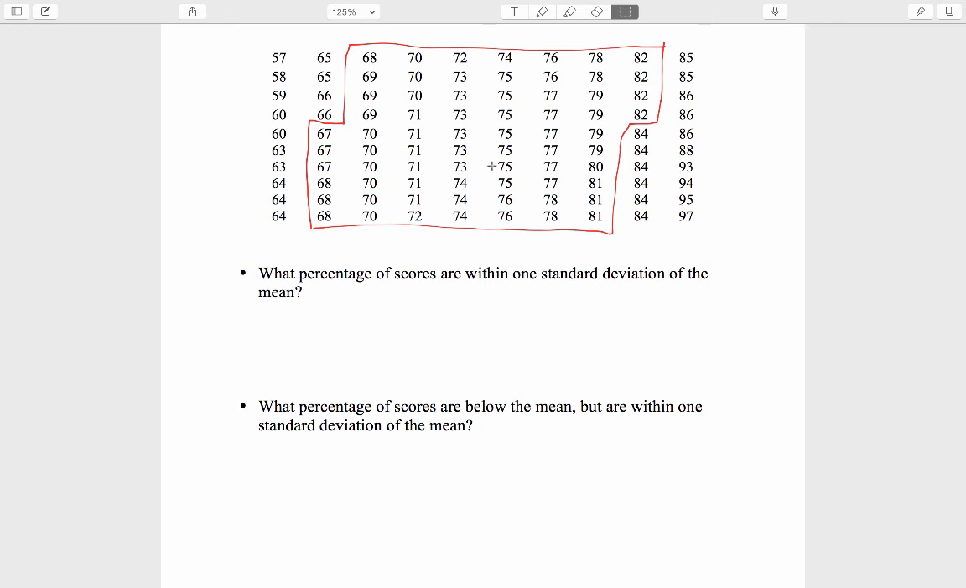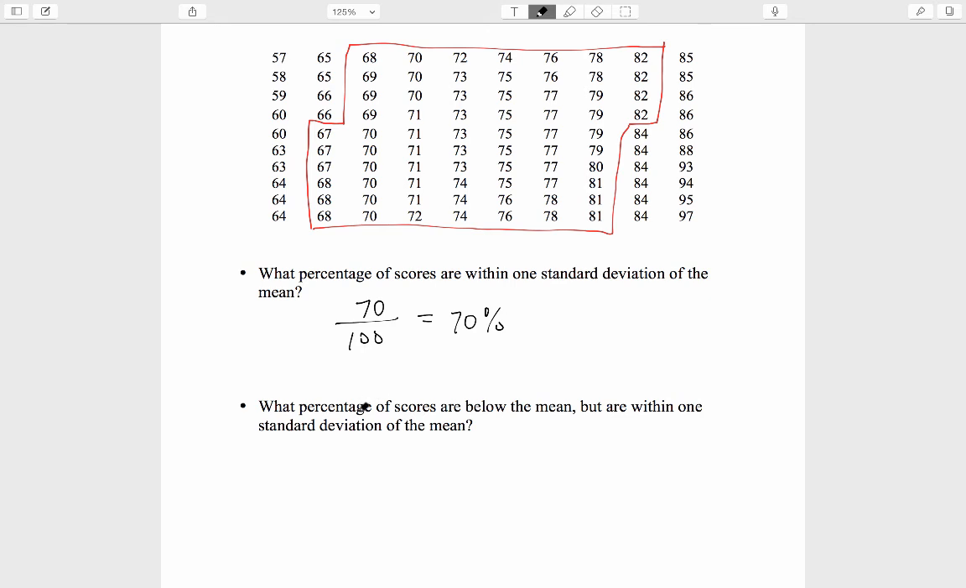Actually, because of the way this is arranged in columns of 10 numbers each, it's not so hard to count within the box. There are 1, 2, 3, 4, 5, 6 full columns, that's 60 numbers, plus an additional 6 here, from 67 through 68 in this first column, plus 4 more, these 82s. That's a total of 60 plus 6 plus 4 equals 70. Thus, there are 70 scores out of 100, which is 70% of the scores.